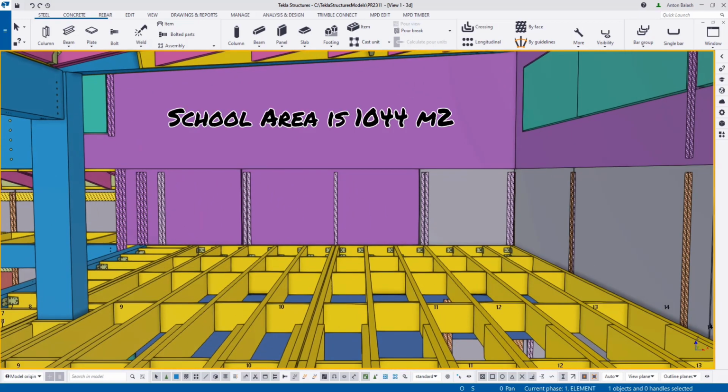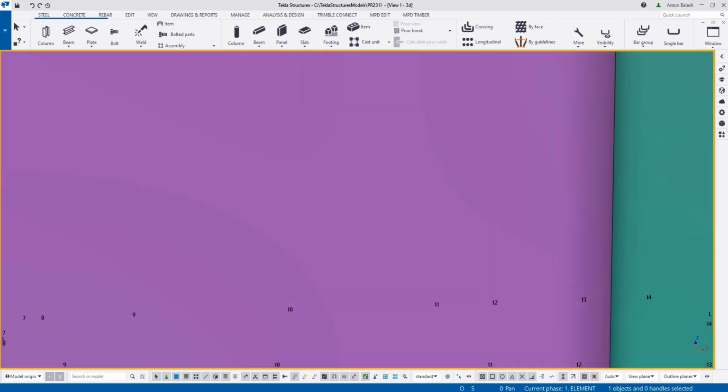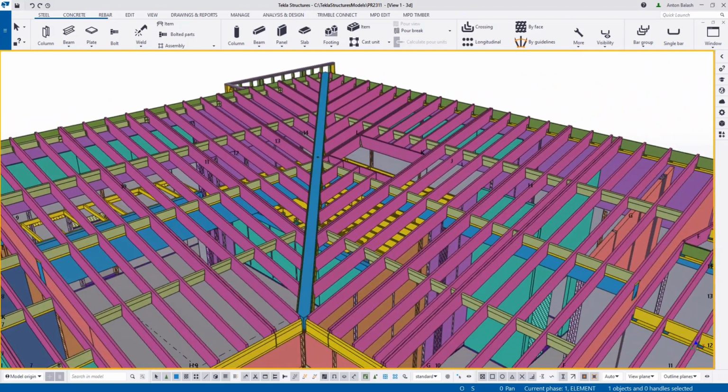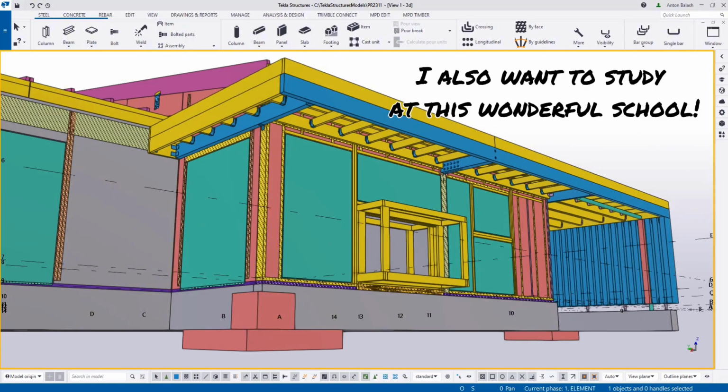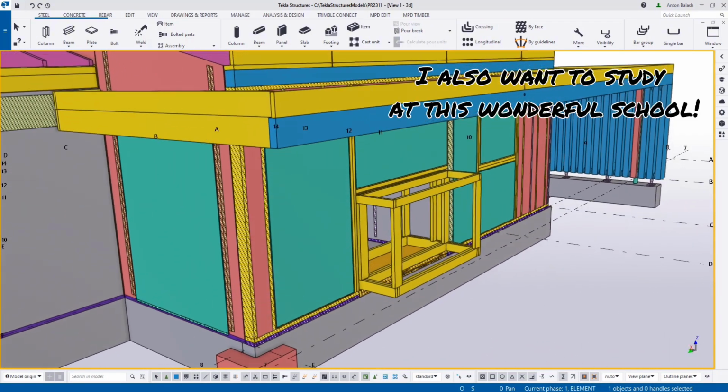Area is 1,044 square meters. I also want to study at this wonderful school.